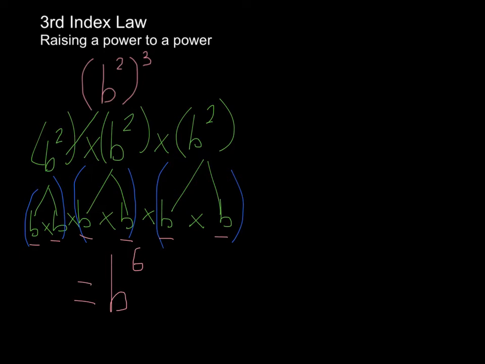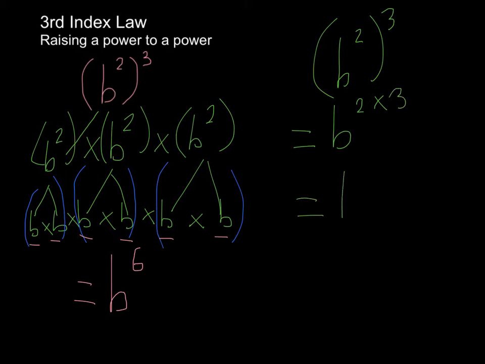Put more simply, if you go back to the question of b squared all to the power of 3, you might notice that in this case we have actually multiplied the powers together. So quite simply, the shorter way of doing it, and the third index law, is that when we raise a power to a power, we multiply the indices together. So we can do it like this: b to the power of 2 times 3, which will give you b to the power of 6. So that is the shorter way to do it, but the first part just gives you a little bit of an understanding as to why, when we're multiplying them together.